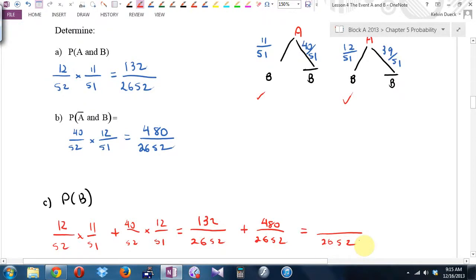What is 132 plus 480? Kayvon, sorry? 612? Anybody else? Is that right? Okay. Hey, you got your calculator?